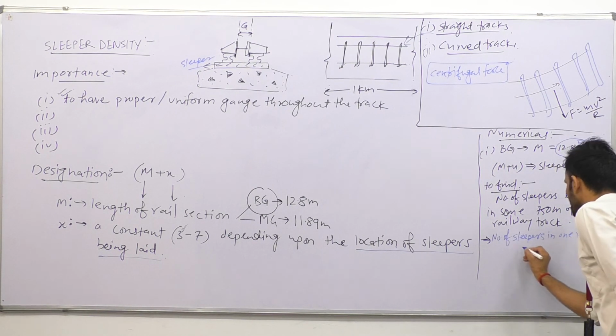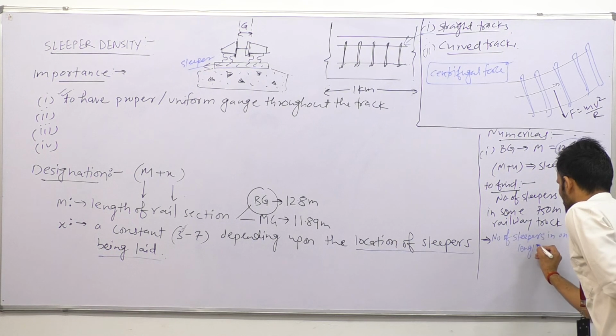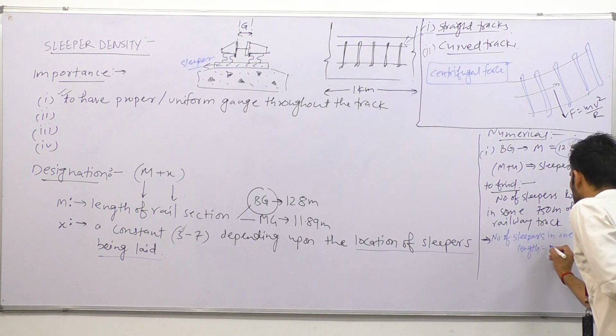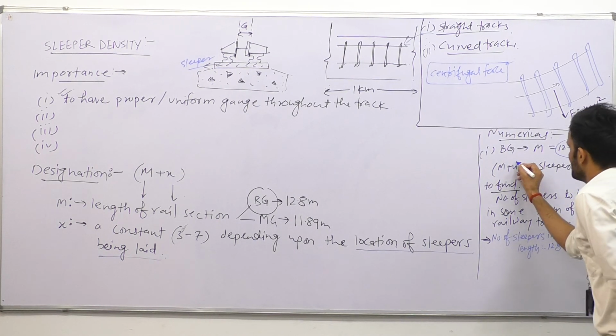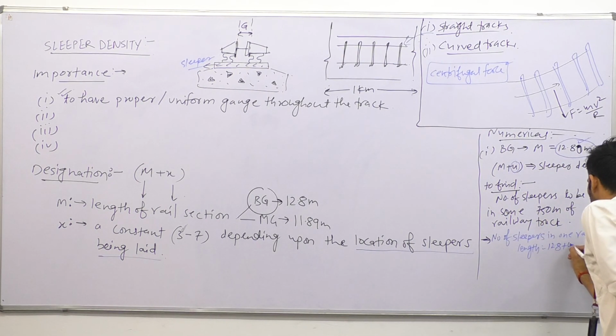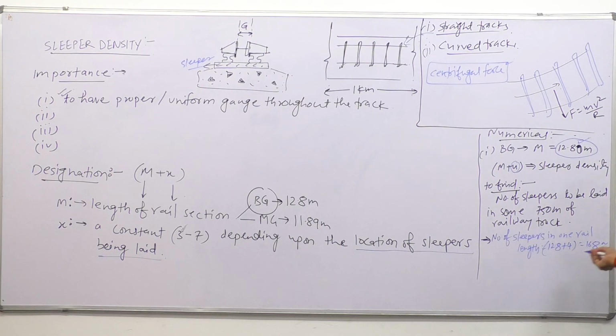Number of sleepers in one rail length will be how much? It will be M plus X, meaning 12.8 plus X, where X is given as 4. 12.8 plus 4 is equal to 16.8 sleepers. Sleepers cannot be in fractions, so this will be 17. So in one length of broad gauge rail, we require 17 sleepers.